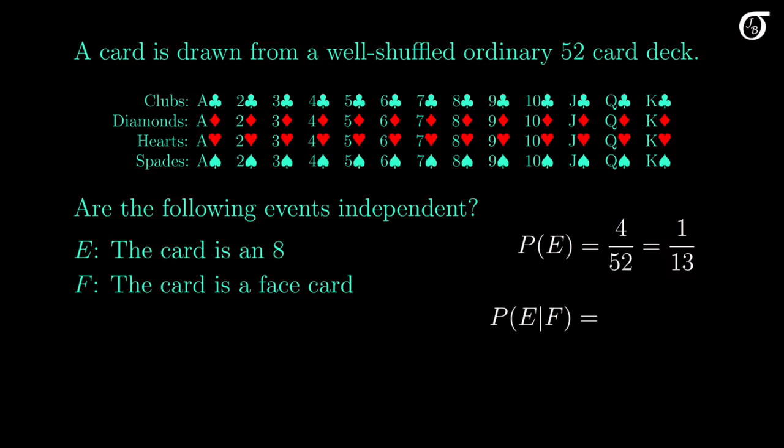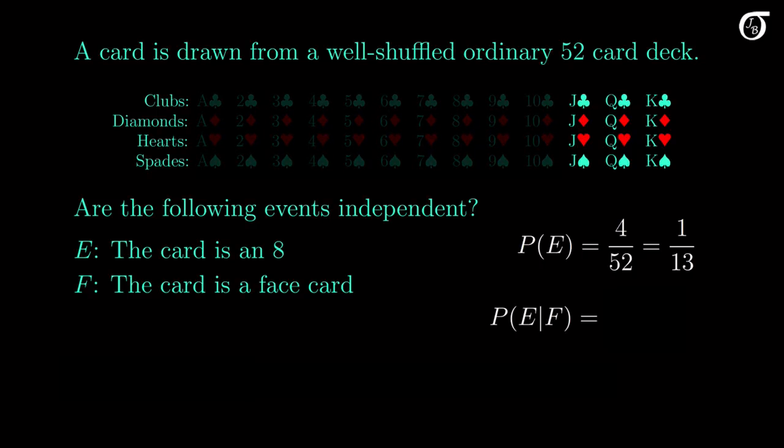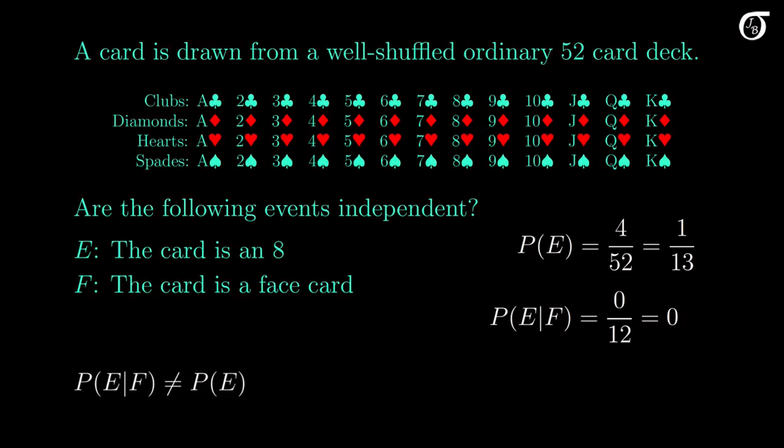What is the probability the card is an 8 given it is a face card? The information that the card is a face card reduces the sample space down to just the face cards, just these 12 equally likely cards. The probability the card is an 8 given the card is one of these 12 is, well, 0 over 12, or 0. There are no 8s in that reduced sample space. So the probability the card is an 8, given it is a face card, differs from the unconditional probability the card is an 8, and that means that these two events are not independent. The information that one occurs changes the probability of the other.